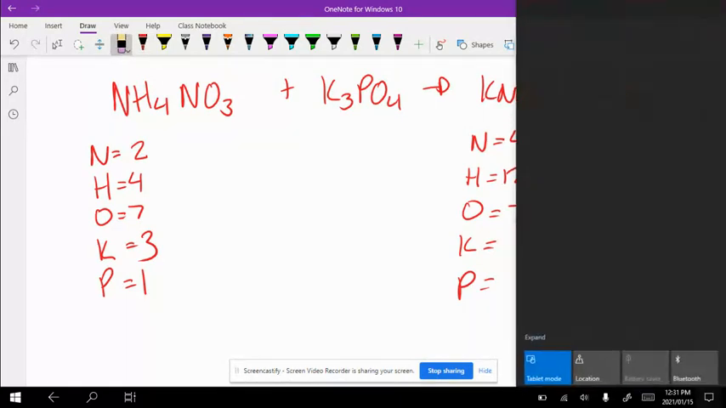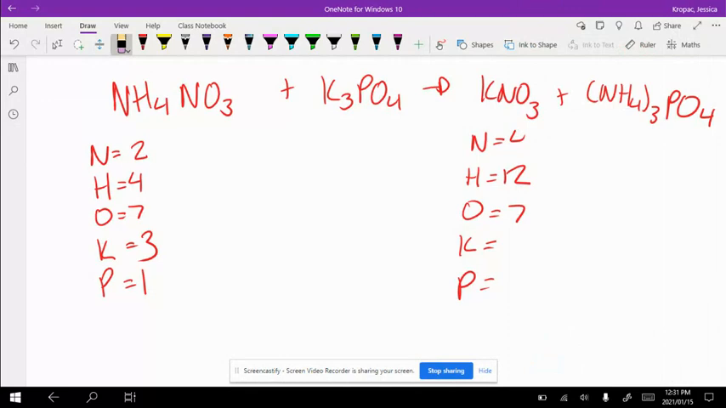For potassium, oh no. I erased this too, didn't I? I had 4 of these, yeah. For potassium, I only have potassium in one spot, and there is only 1 of them. And for phosphorus, same idea. I only have it in one spot. There is only 1 of them.